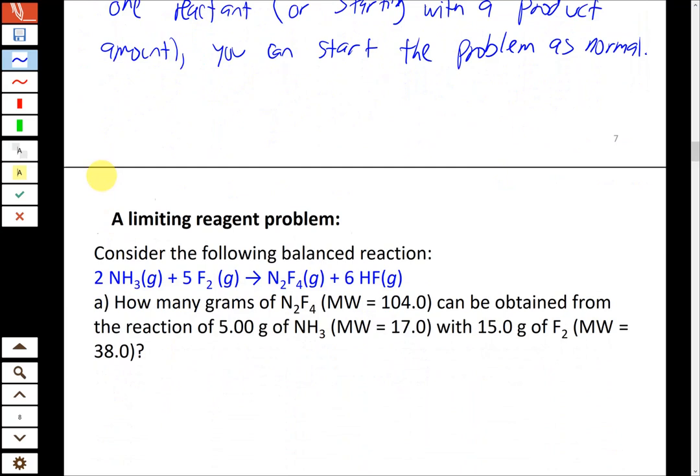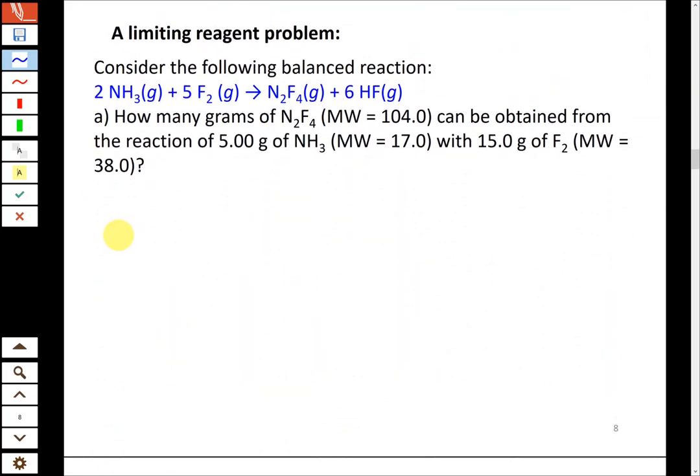So let's give you a typical limiting reactant problem. We have this equation here, 2NH3 plus 5F2 forming N2F4 and 6HF. This is a reaction that would be a little bit tough to balance, but we could probably do it. But at any rate, it's already given to us balanced, so we don't have to worry about that. We want to know how many grams of N2F4, this product here, can be obtained from the reaction of 5 grams of NH3 with 15 grams of F2. Now as we said, this is a classic limiting reactant problem because we're telling you how much NH3 we have, which is one of the reactants, 5 grams, and we're telling you how much F2 we have, 15 grams, which is the other reactant.